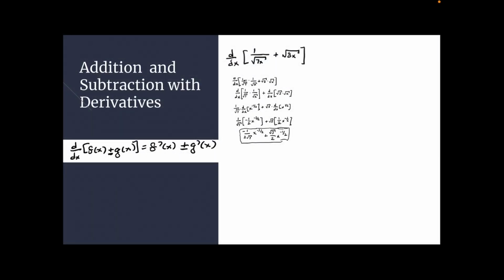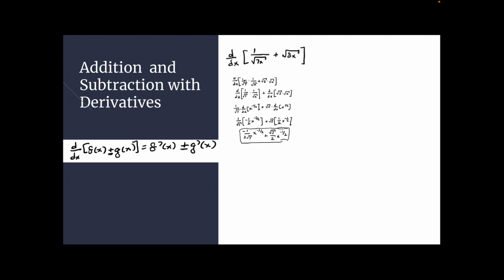So let's start with the first problem. We have the derivative of 1 over square root of 7x plus square root of 3x. And notice that the first thing that we could do is factor out 1 over square root of 7 and square root of 3 from the other term. So we have the derivative of 1 over square root of 7 times 1 over square root of x plus the square root of 3 times square root of x.